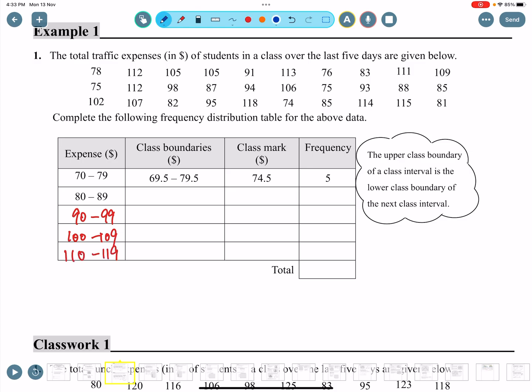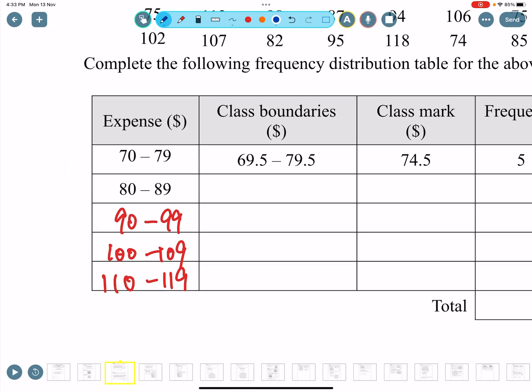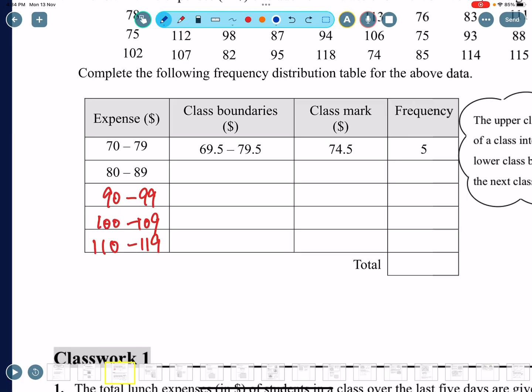Now class boundary is basically connecting the decimal point. So you can see that there is a gap between 79 and 80. For example, what if I ask you, how about 79.1? Where does that belong, right? You have to decide on that. So that's where class boundary comes in.